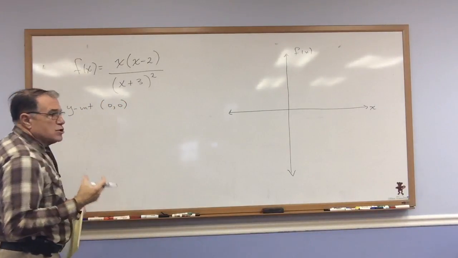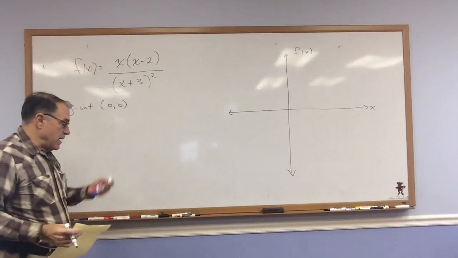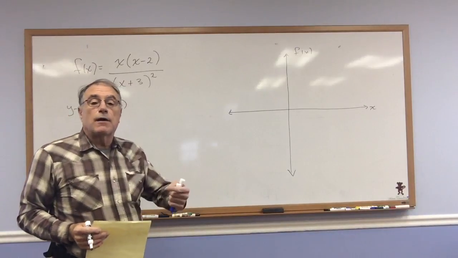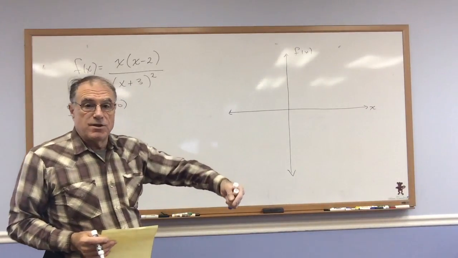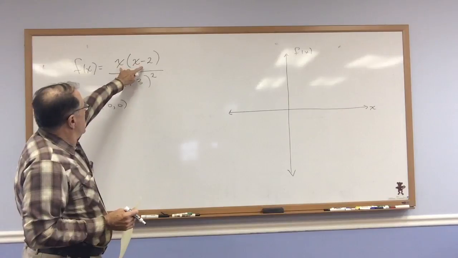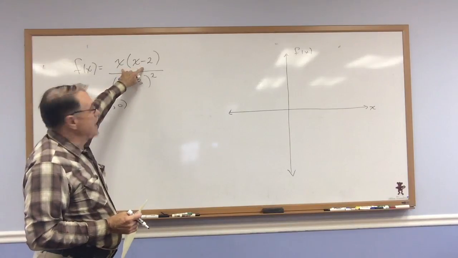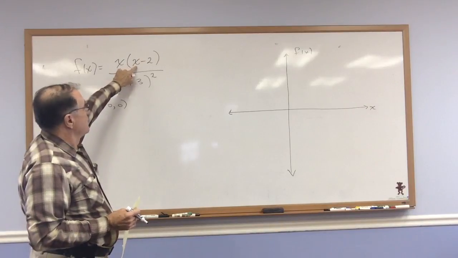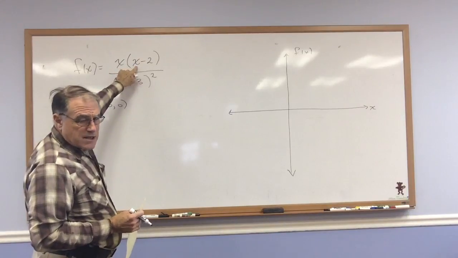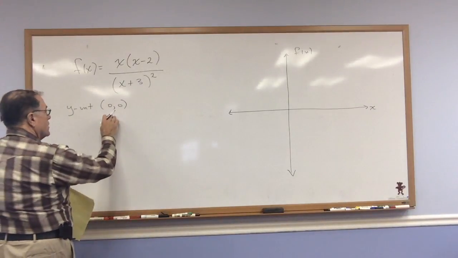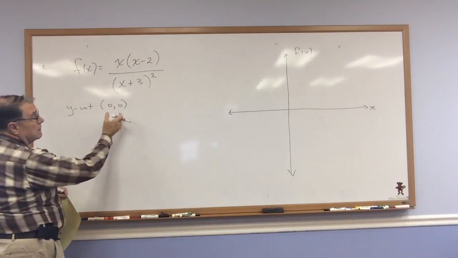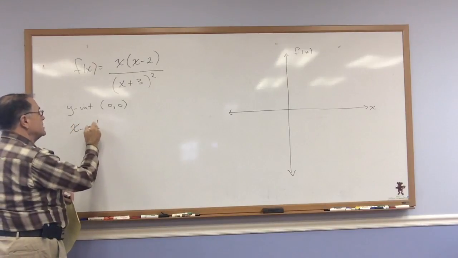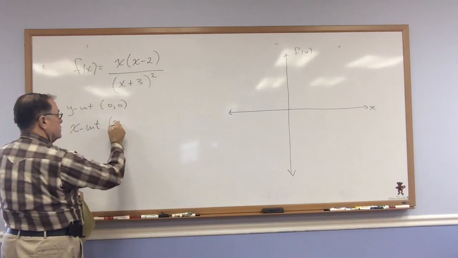We can also check for x-intercepts. Now remember, in a rational function, in order for that function to be 0, the numerator has to be 0. And we've got this numerator here in factored form. We can see that if x is 0 or if x is 2, there's an x-intercept. So the origin is our x-intercept and our y-intercept. We've got an additional x-intercept at 2, 0.